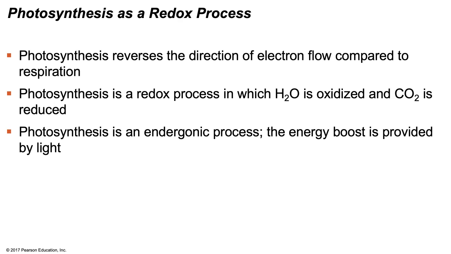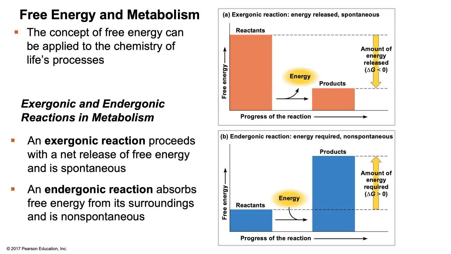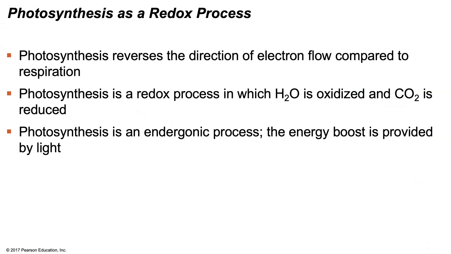And this is an endergonic process. Remember from chapter 8, we had exergonic and endergonic. An exergonic reaction is one in which energy is released from the reaction, and an endergonic reaction is one in which energy is required for that reaction to occur. So photosynthesis is an endergonic reaction. We need to give it some energy in order for that to occur, and that energy is provided by sunlight.